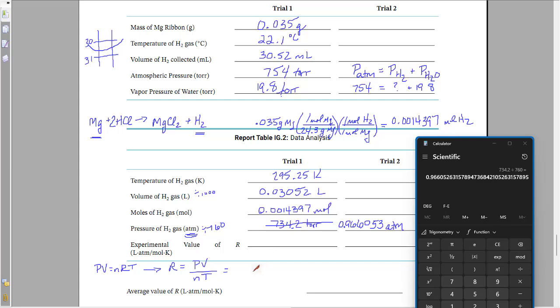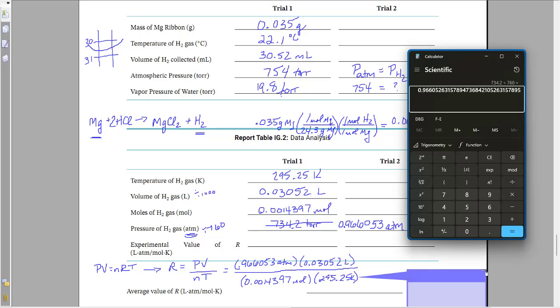and use these numbers. All right, pressure, 0.966053 atmospheres. Volume in liters, 0.03052 liters. Divide, great big divide line. Moles, 0.01437. And temperature, always in Kelvin for gases, 295 and a quarter. Okay, let's cancel that out. Okay, great.